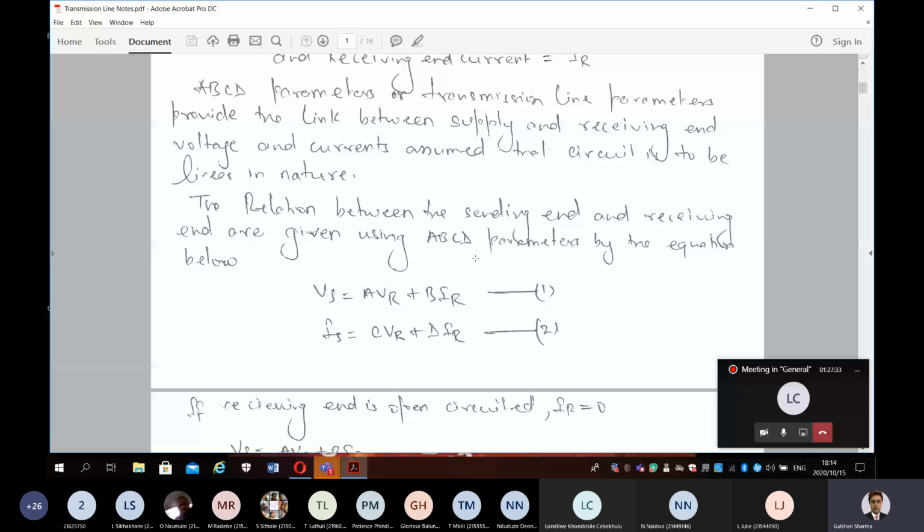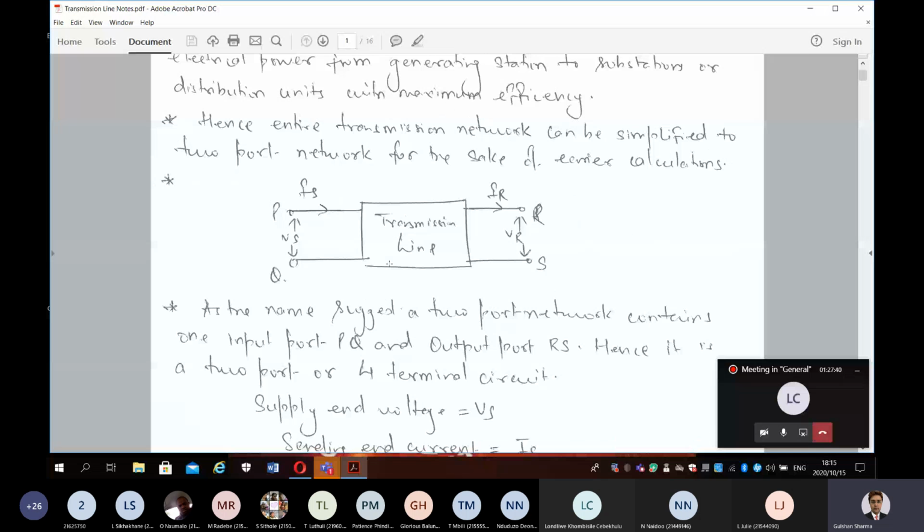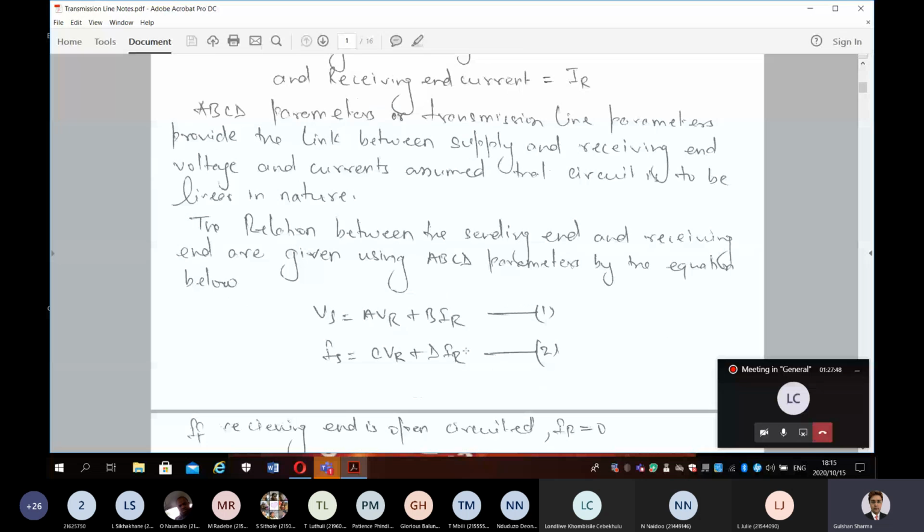In the same way, we have one more term here, that is IS, the sending end current. So I can write C into the receiving end voltage VR plus D into IR. That's your second equation: VS = A·VR + B·IR, IS = C·VR + D·IR. So by calculating these values, it's easy to know the relation between the sending end and the receiving end. It's very important, guys. You should know these things, because I've seen that students get confused all the time about what we mean by the two-port network. So if you have any confusion, you can ask me.